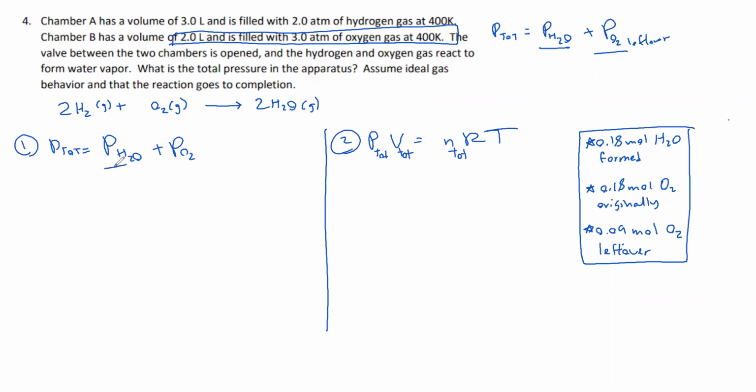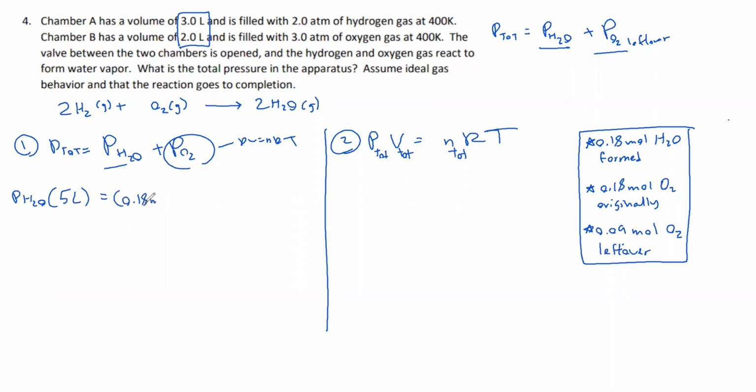So first, let's find the pressure of water. We're going to use PV equals nRT for this side. The volume we have to remember, originally there was 3 liters on one side and 2 liters on the other side, so when you open them up together, there's a volume of 5 liters. It's equal to the moles of water, which we figured out we have 0.18 moles of water, times R, times the temperature. So then we get that the pressure of water is around 1.18 atmospheres.